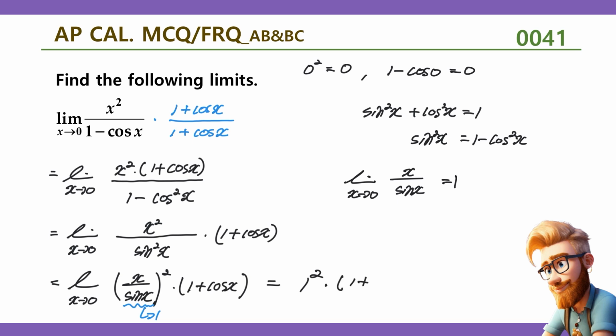times 1 plus, substitute 0 for x, so cosine 0, that is equal to 1. So that's going to be 1 times 1 plus 1. The answer must be 2.